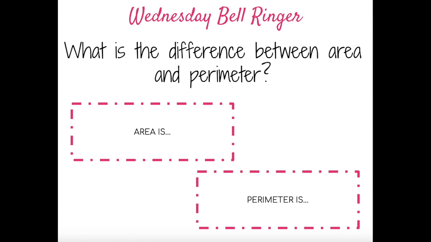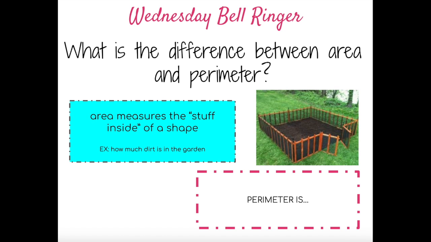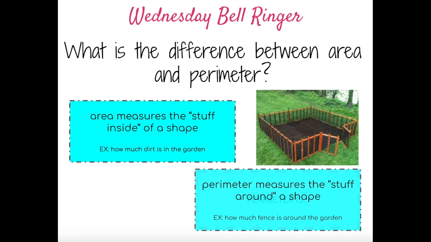Next up, you had your Wednesday Bellringer. You were asked, what is the difference between the area and perimeter? For area, it measures the stuff inside of a shape. An example would be how much dirt is in the garden in that picture. For the perimeter, it measures the stuff around the shape. An example would be how much fence is around that garden.